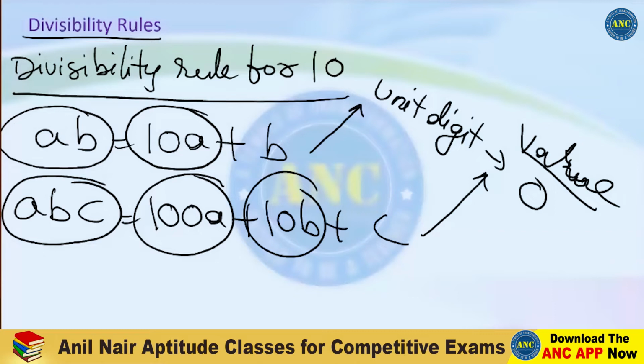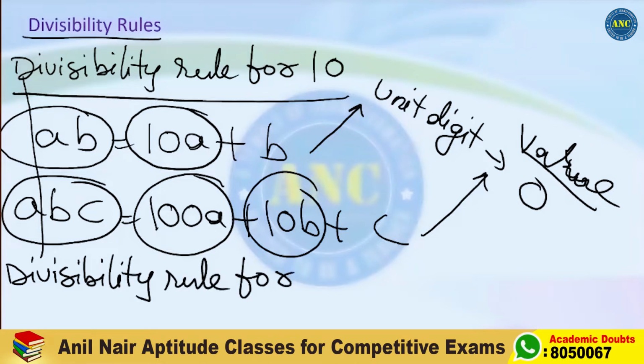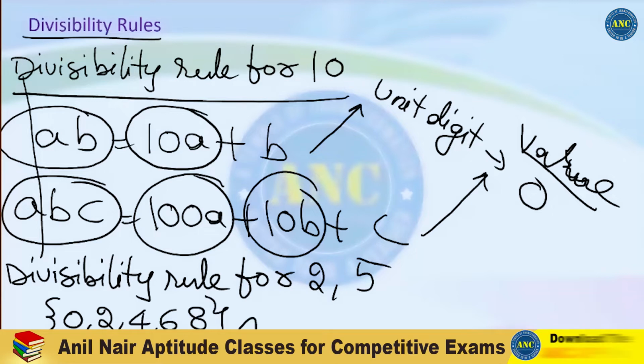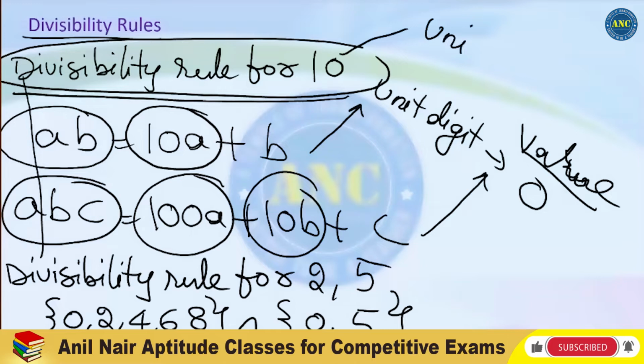If this is divisible by 10, this is divisible by 10, this is divisible by 10, the unit digit value should always be 0. The divisibility rule of 10 is nothing but the divisibility rule for both 2 and 5. What is the concept for 2? The unit digit should be 0, 2, 4, 6, 8. Intersection. What is the divisibility rule for 5? The unit digit should be 0 or 5. What is common in both? Common in both is 0. That means the divisibility rule for 10 is that the unit digit should be 0. I hope it is clear.